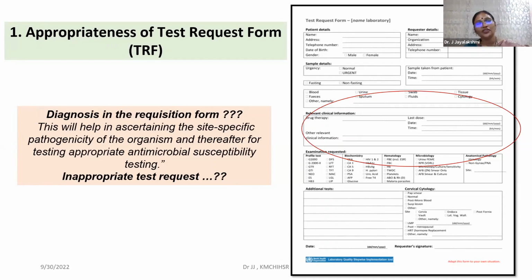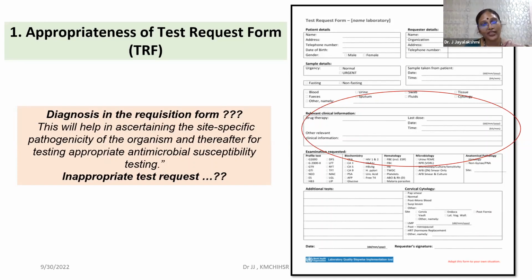Okay, the diagnosis in the requisition form will help in ascertaining site-specific pathogenesis. So we know what additional media we need to put up, what additional organisms we need to look at, and what additional microscopic stains we need to do to identify whether you're looking at a case of Nocardia. Then I would want a 1% acid with the modified ZN stain.